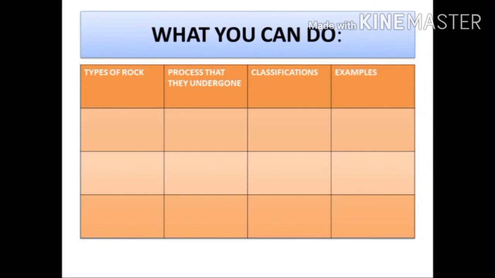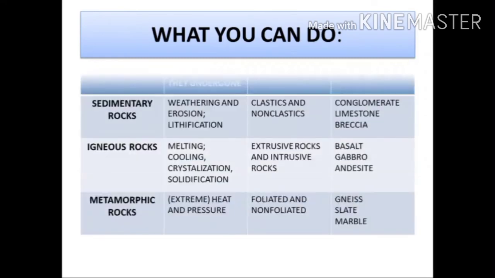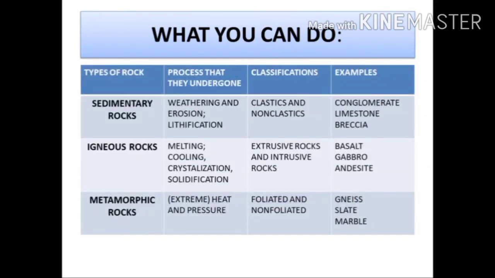The types of rock go in the first column. The process that they underwent goes in the second column. In the third column are their classifications. And then, in the fourth column, are the examples of rocks. Okay, so let us now check your answer. You may pause the video to check your answer.